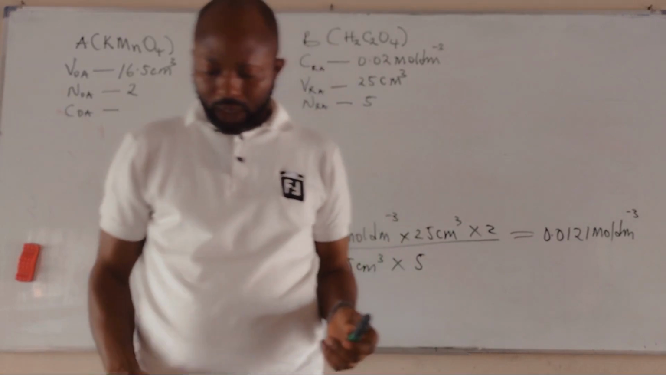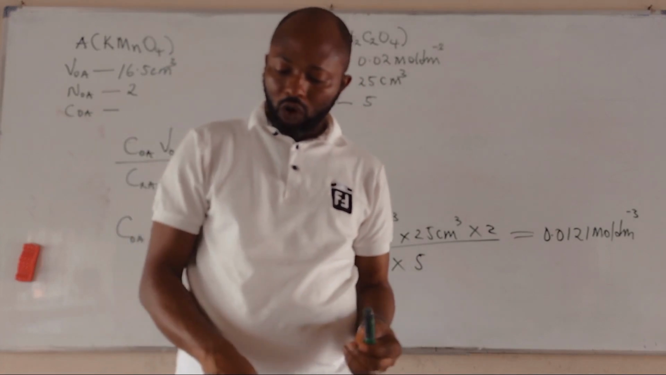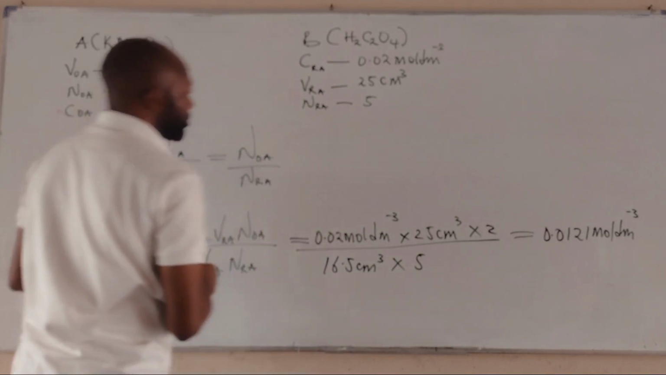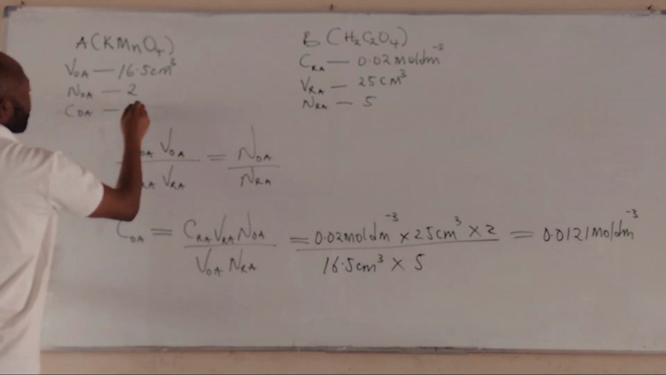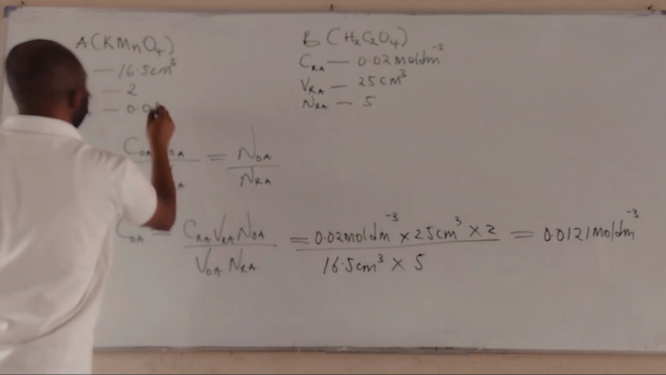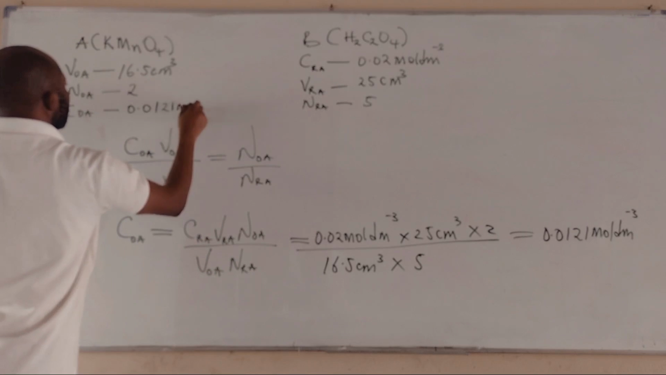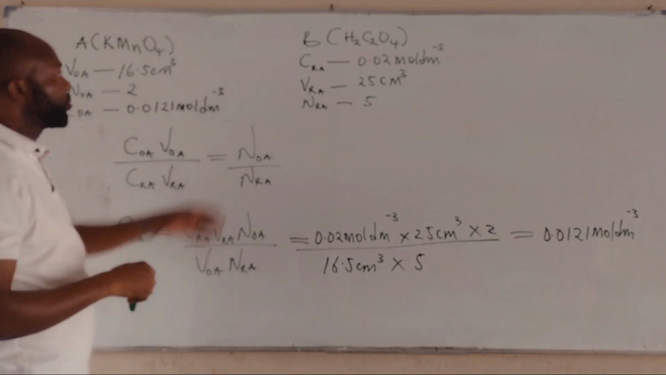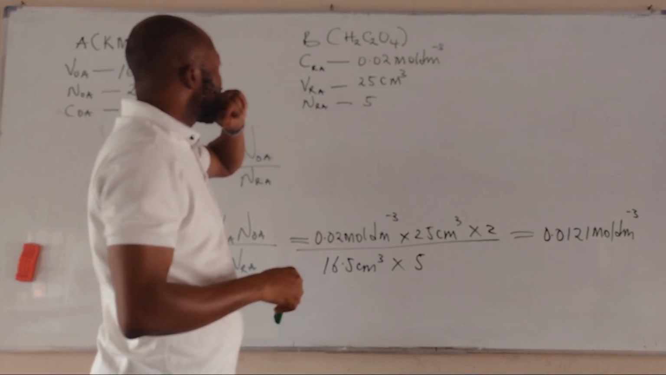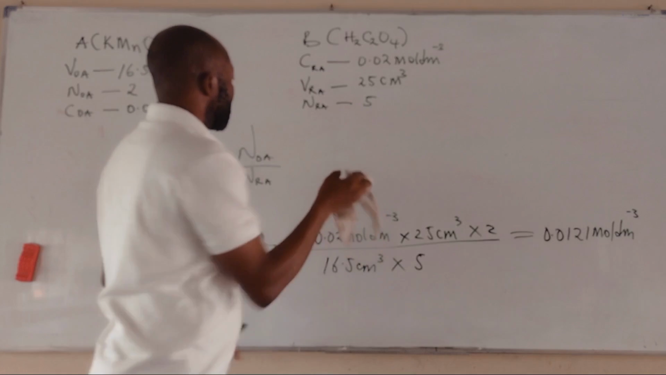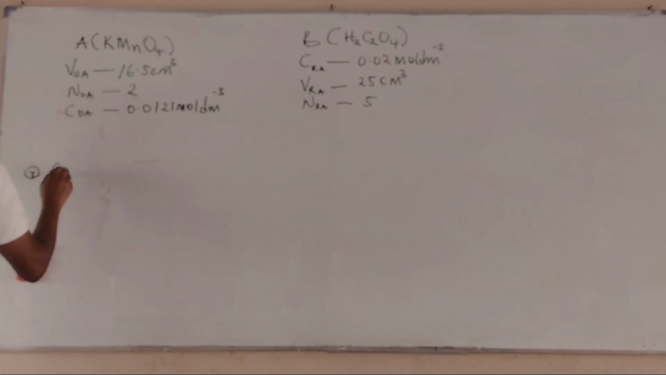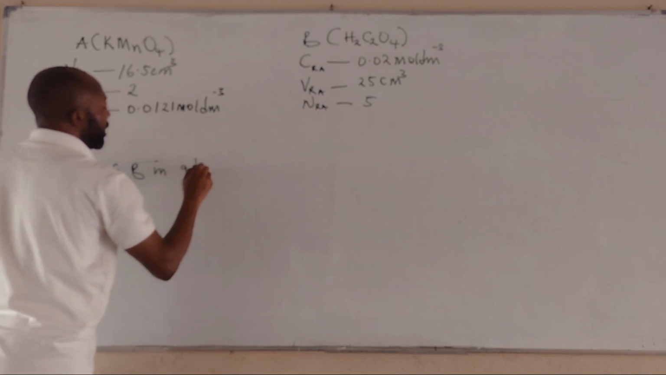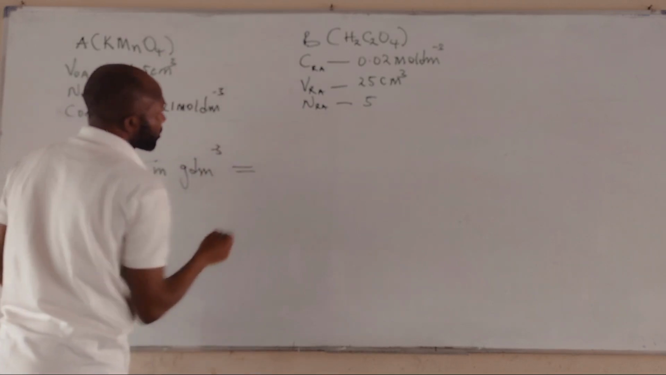Okay, that's our first. The second one: concentration of solution B in g per dm cube. So let me put that down. Here is 0.0121 mole per dm cube. Now, the concentration of B in g per dm cube, let me clean the board, please. The concentration of B in g per dm cube is equal to this.